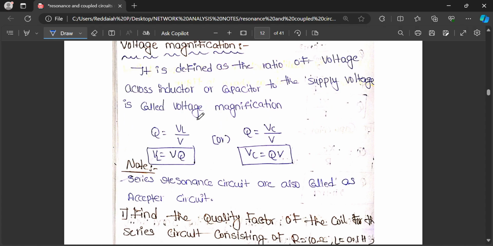What is voltage magnification? It is defined as the ratio of voltage across the inductor or capacitor to the supply voltage. Magnification is the voltage across the inductor or capacitor to the supply voltage. Q equal to VL by V, so VL equal to VQ. Similarly, Q equal to VC by V. From that, VC, the voltage across the capacitor, equals quality factor into supply voltage.